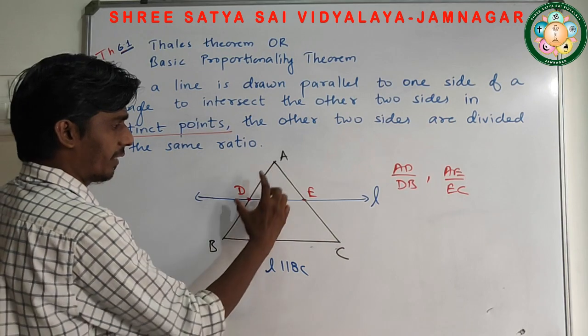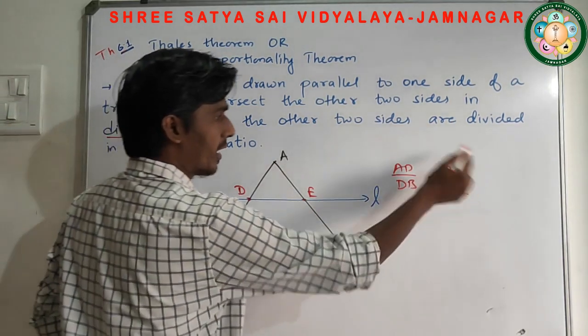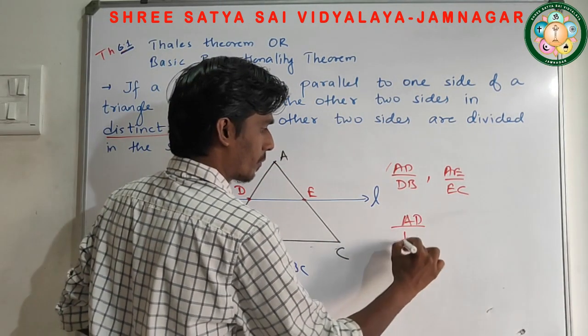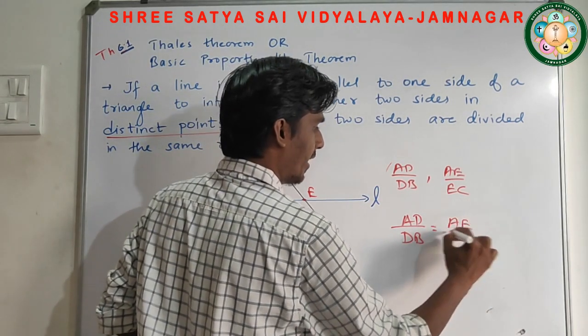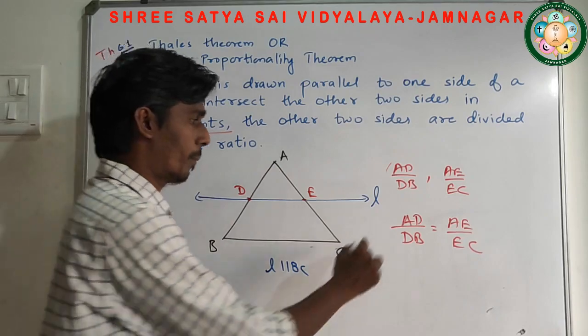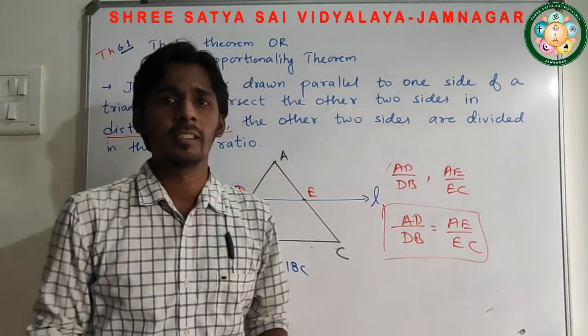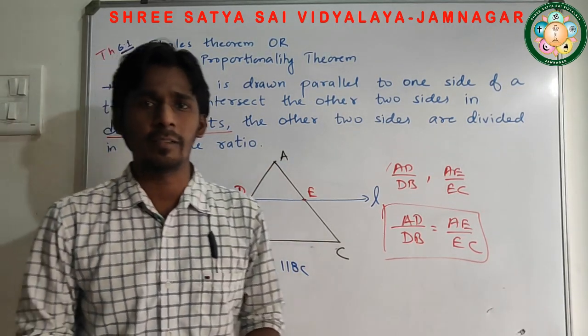How are they divided? They are divided into AD and DB, AE and EC. The ratios are equal, that we have to prove. You have to prove that AD upon DB is equal to AE upon EC. So this is the thing we have to prove by proving this basic proportionality theorem. This is the introduction for the theorem. Now let's start with the given and to prove.